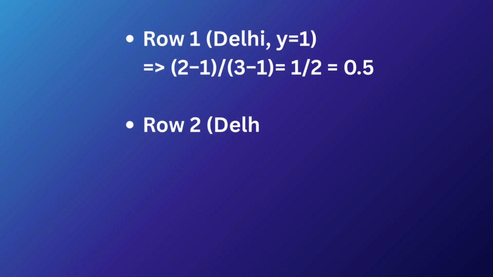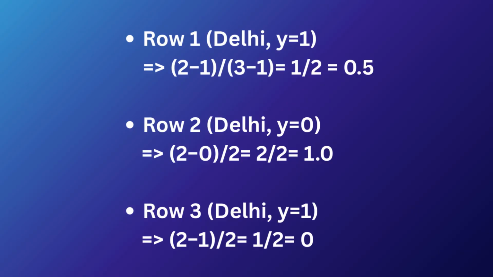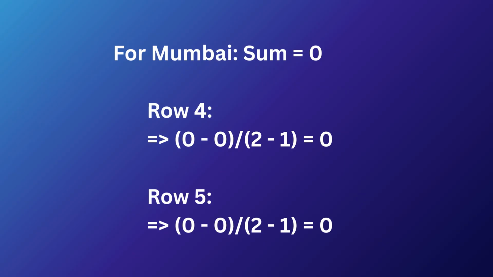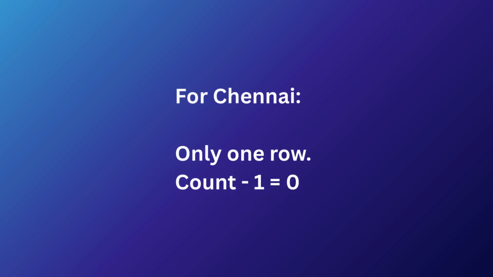For row 2, Delhi and y equals 0. For row 3, Delhi and y equals 1. So Delhi rows get 0.5, 1.0 and 0.5. Notice something interesting. Each row now has a slightly different encoding value because we removed its own contribution. Now for Mumbai and for Chennai, only one row. Count minus 1 equals 0. Division by 0 problem. So in such cases, we replace with the global mean.